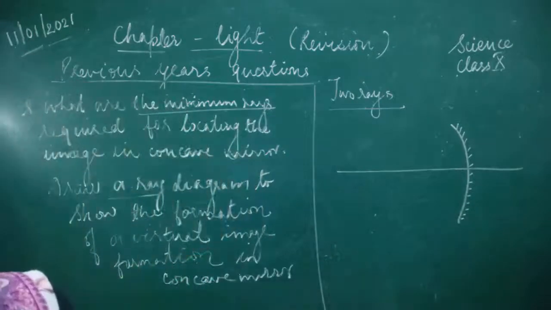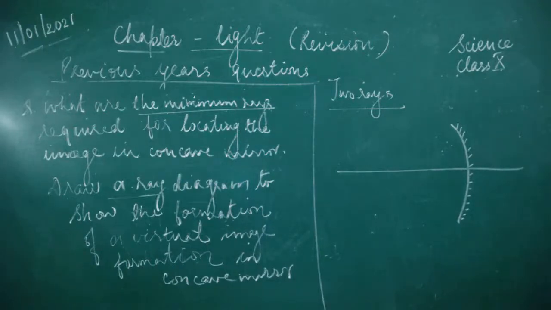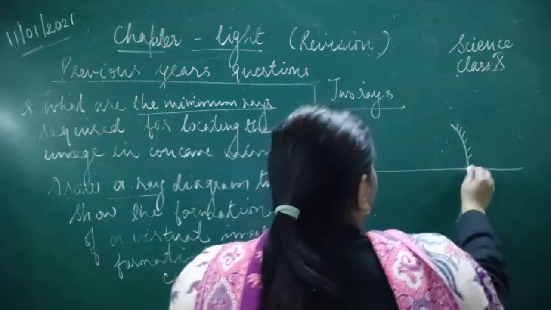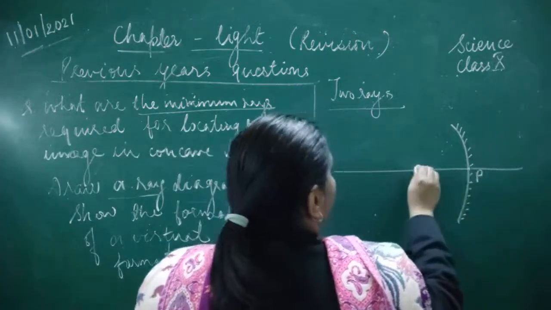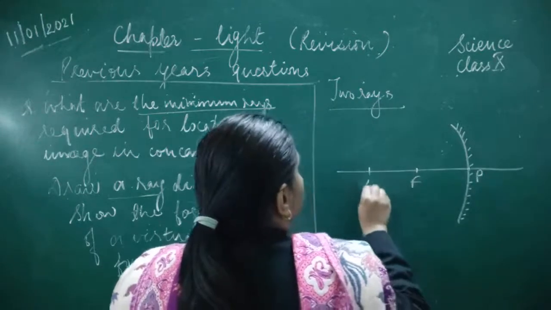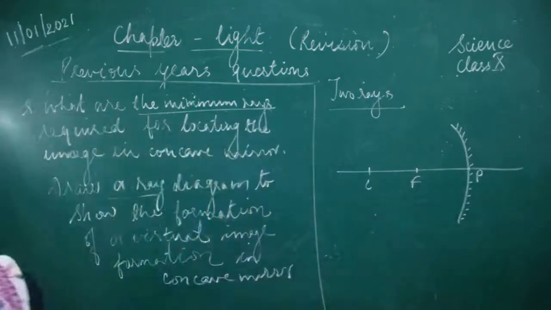Fine. Now what are you going to do? You are going to make a ray diagram of this concave mirror, and then after that you will mark all the markings, which is principal axis, this is pole, this is focus, this is center of curvature. Okay, then all these are equidistant. Now next is you will place an object.